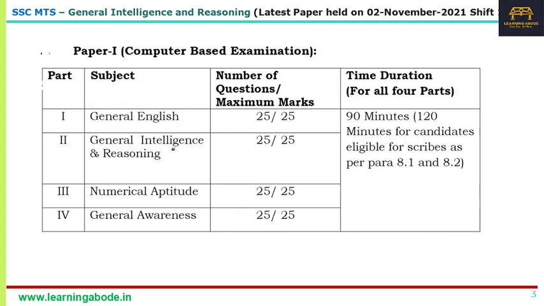Now coming to the computer based examination tier 1, what they call paper 1. You have 100 questions and 100 marks, and the duration given is 90 minutes, that is 1.5 hours. So you have 4 sections. Each section has 25 questions and 25 marks: general English, reasoning, aptitude and general awareness.